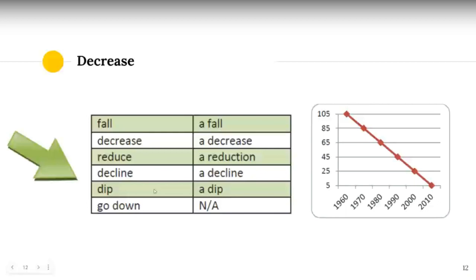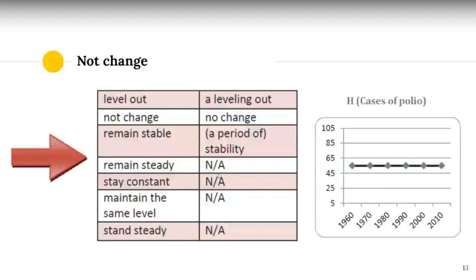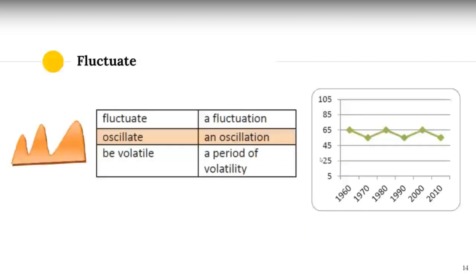Then we also have when, as you can see, it doesn't change. So we use these words: level out, not change, remain stable, remain steady, stay constant, etc. And the last trend is fluctuation, when the number doesn't remain steady or doesn't just go up or go down. It's just fluctuation. So we have 4 trends. Now we'll learn how to use them actually in writing.